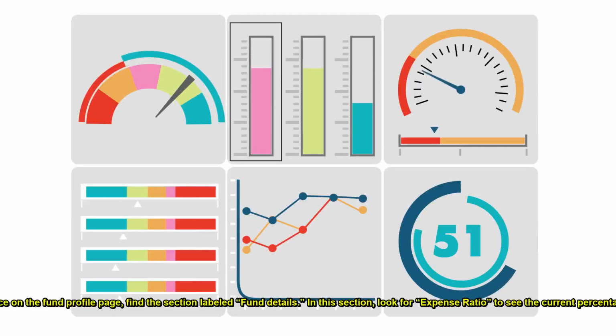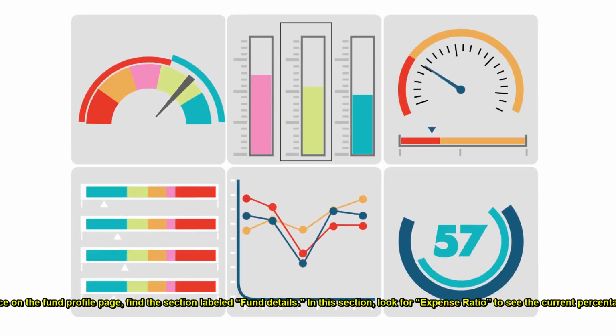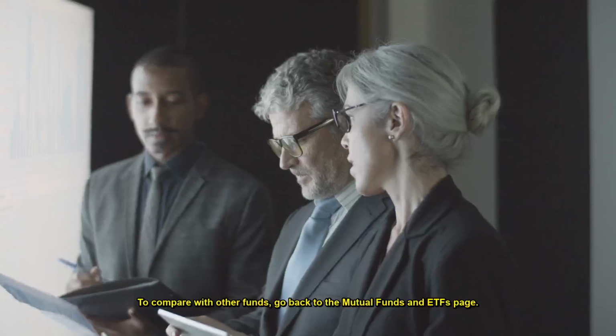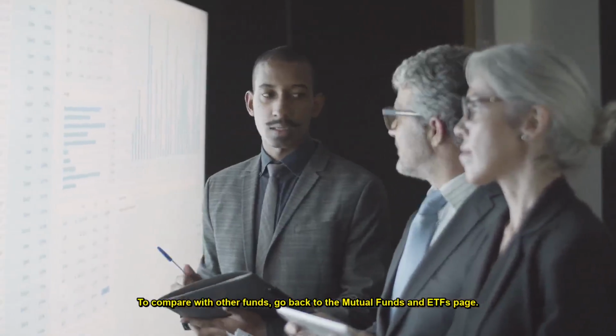Once on the fund profile page, find the section labeled Fund Details. In this section, look for Expense Ratio to see the current percentage. To compare with other funds, go back to the Mutual Funds and ETFs page.